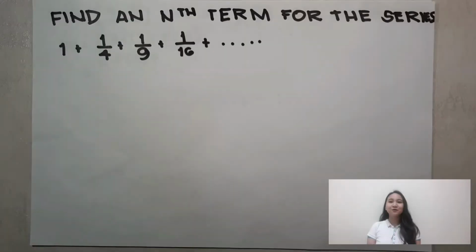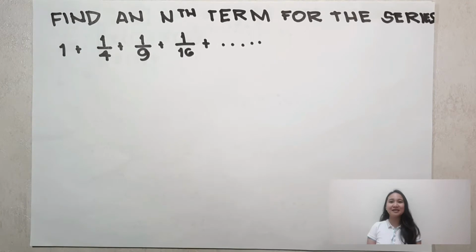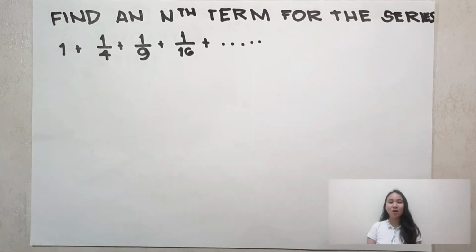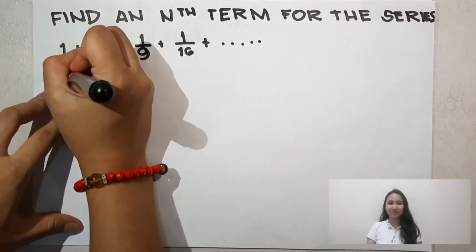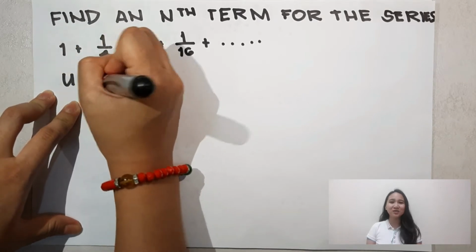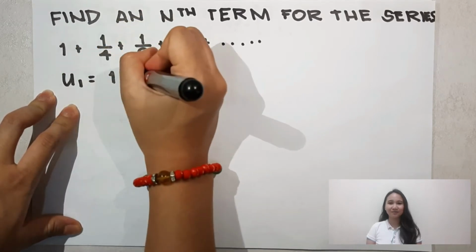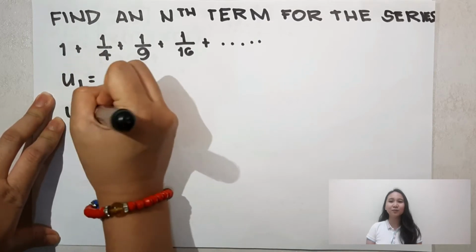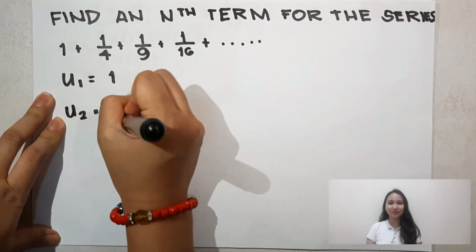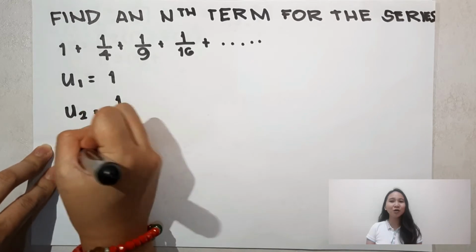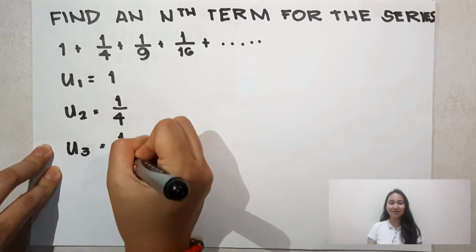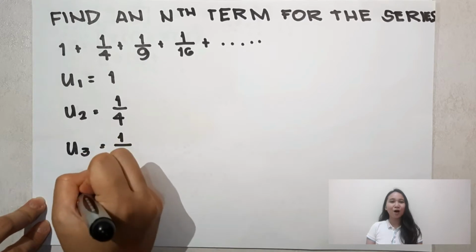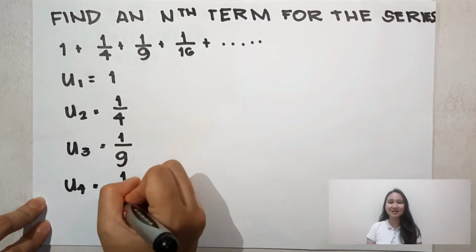Now, let's try to solve this problem. Find an nth term for the series 1, 1/4, 1/9, 1/16. Our first term is 1. Our second term is 1/4. Our third term is 1/9. Our fourth term is 1/16.